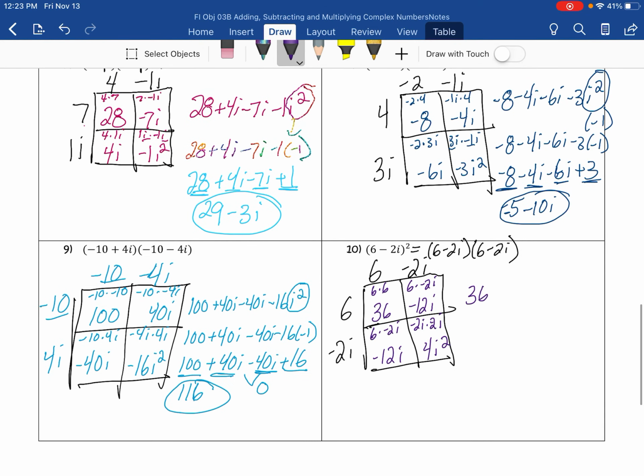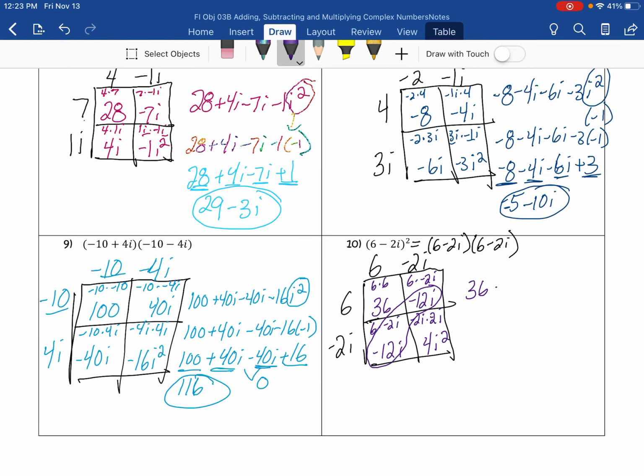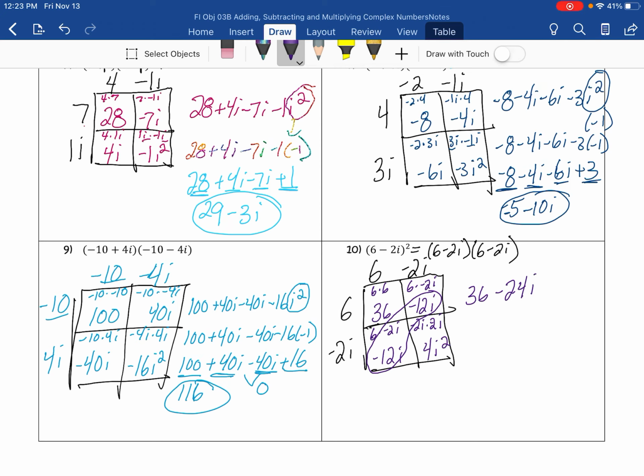I write it out, 36. Now you can always combine these, okay? That's something to note. I'm actually going to combine those before. I know that this is negative 12 and negative 12. That's going to be negative 24i, just to show that you can do it beforehand. Plus 4i squared. And you can do this beforehand too. This always becomes the opposite if you realize that, and that's fine. Minus 24i. This is going to be 4 times negative 1. 36 minus 24i. This ends up being negative 4. I combine my terms. That's 32 minus 24i.